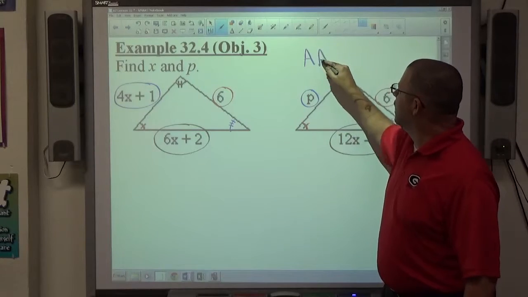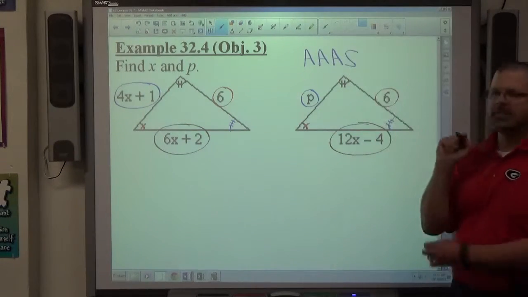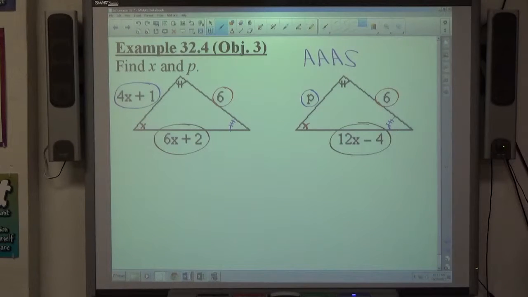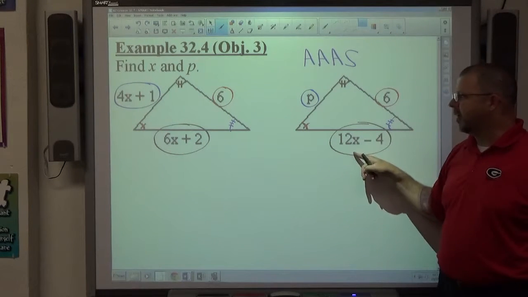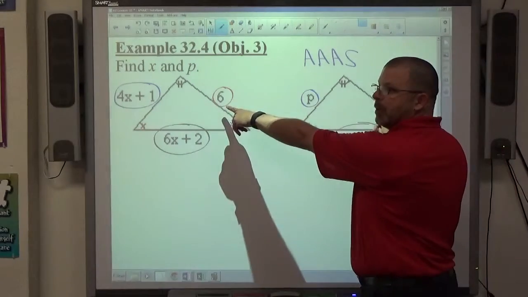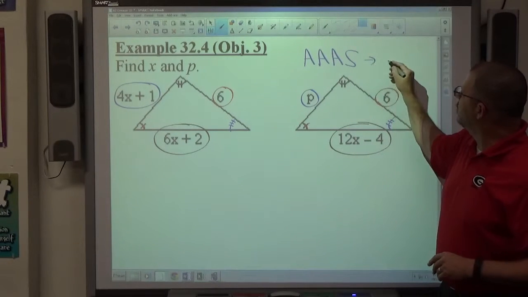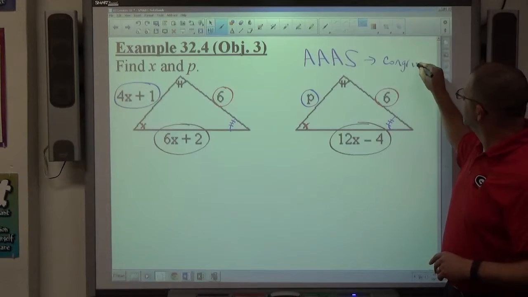We have angle, angle, angle, because all three angles are equal, right? We also have side. Angle, angle, angle, side. All right? So not only are all three angles equal, we have a pair of corresponding sides also equal. It's not good enough that, like, if this was 6 down here, those aren't corresponding sides. They have to be the corresponding sides being equal to each other. But if you have angle, angle, angle, side, that leads us to congruent triangles.